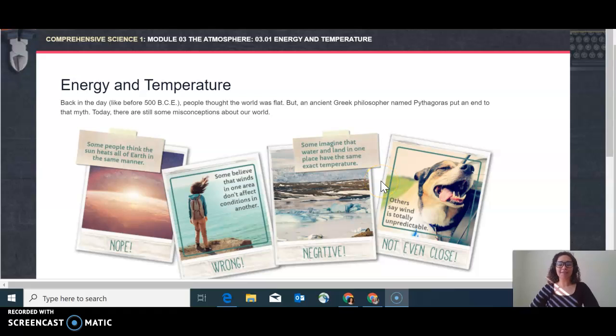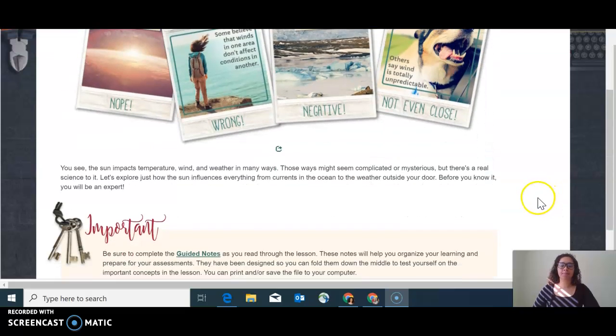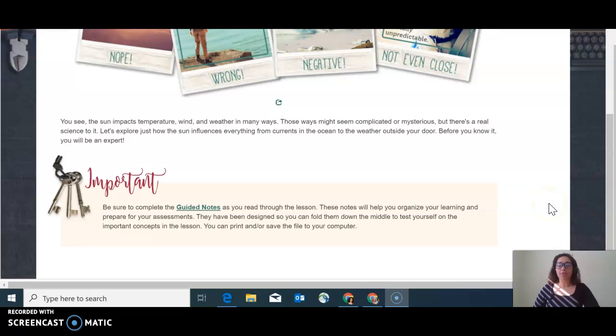Hi students, so this is our first lesson in the third module, which is the atmosphere. You guys are going to see a lot of carryover from the last lesson in module 2, which had to do with heat transfer.